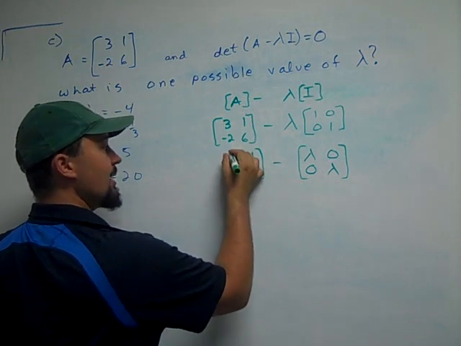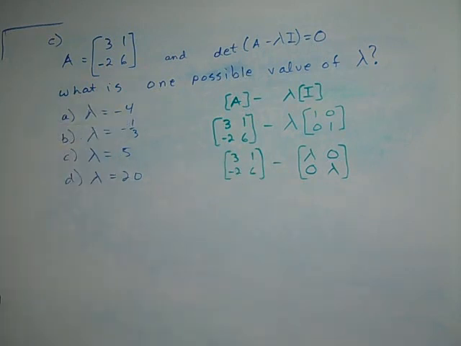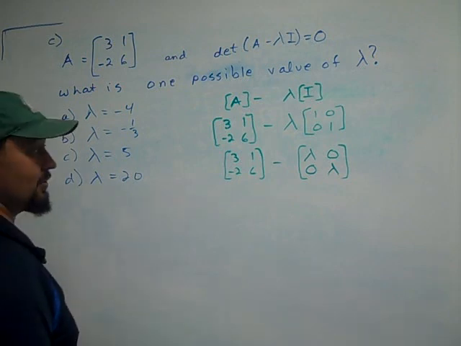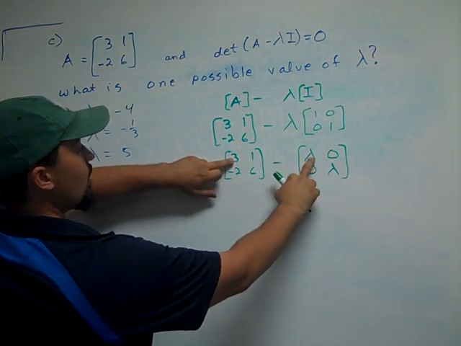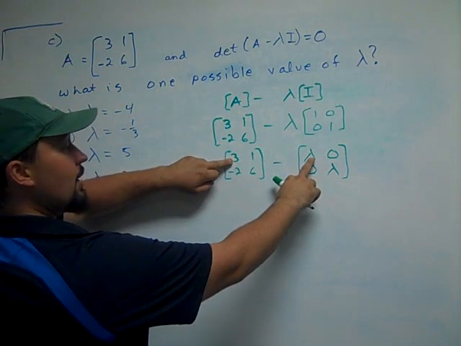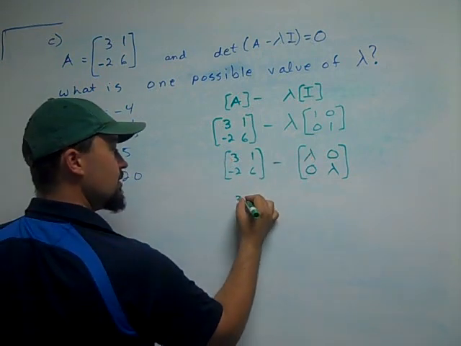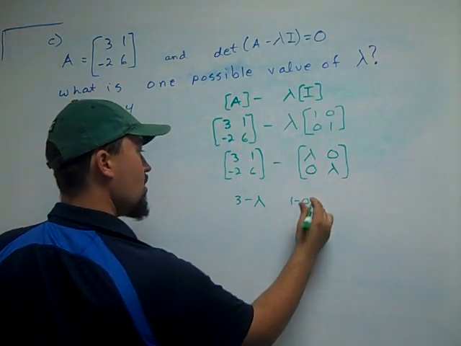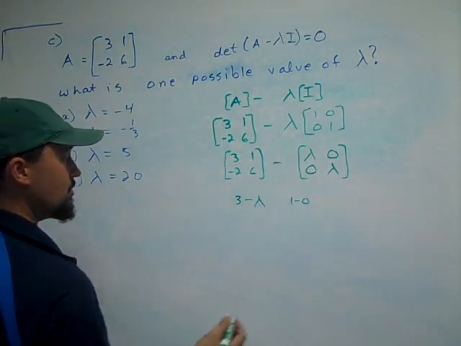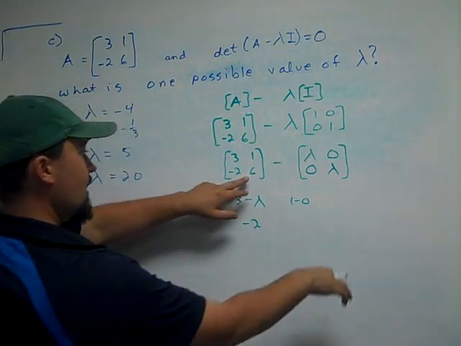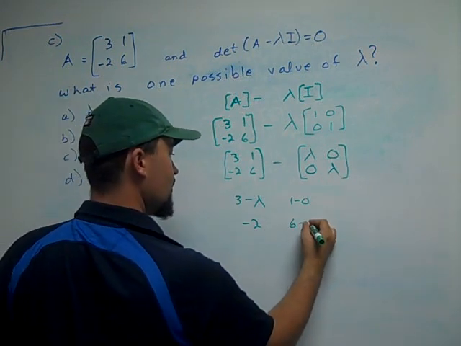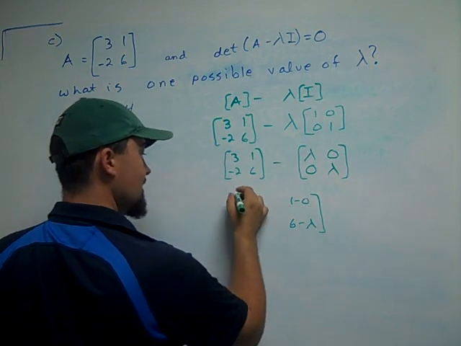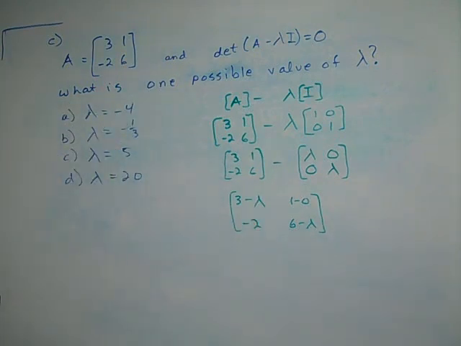At this point, we're ready to add our matrices together, or really subtract one matrix from the other. So, row 1, column 1, 3 minus lambda is the result. 1 minus 0, negative 2 minus 0, so negative 2, and 6 minus lambda. This is the resulting matrix. And what we wish to do is take the determinant of that.